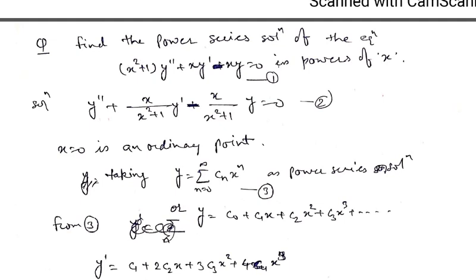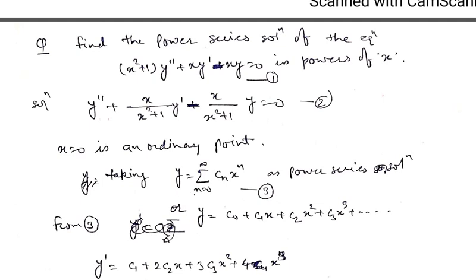So first we divide the whole equation by x square plus 1 and we get this one. And here this is p(x), and minus x upon x square plus 1 is q(x), and they both are analytic at x equals 0. It means x equals 0 is an ordinary point.